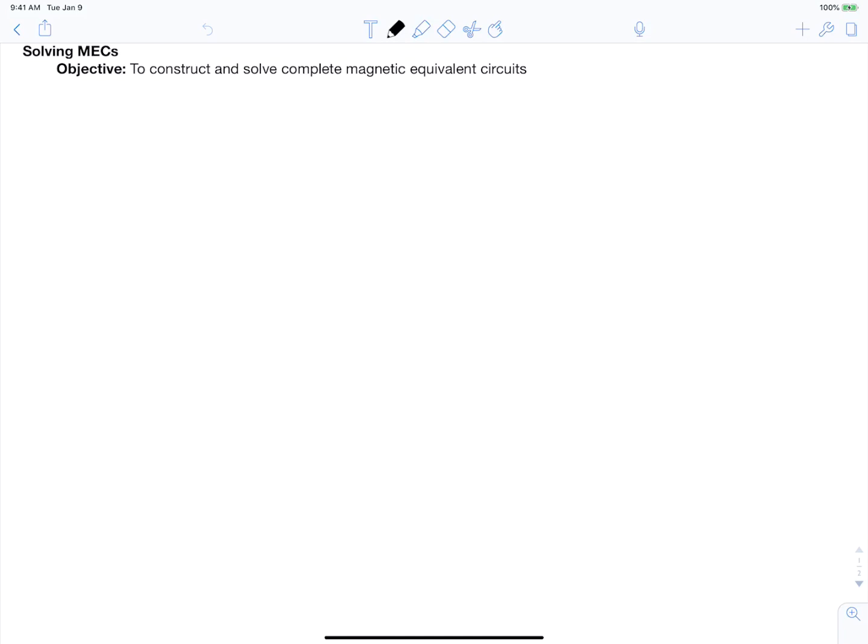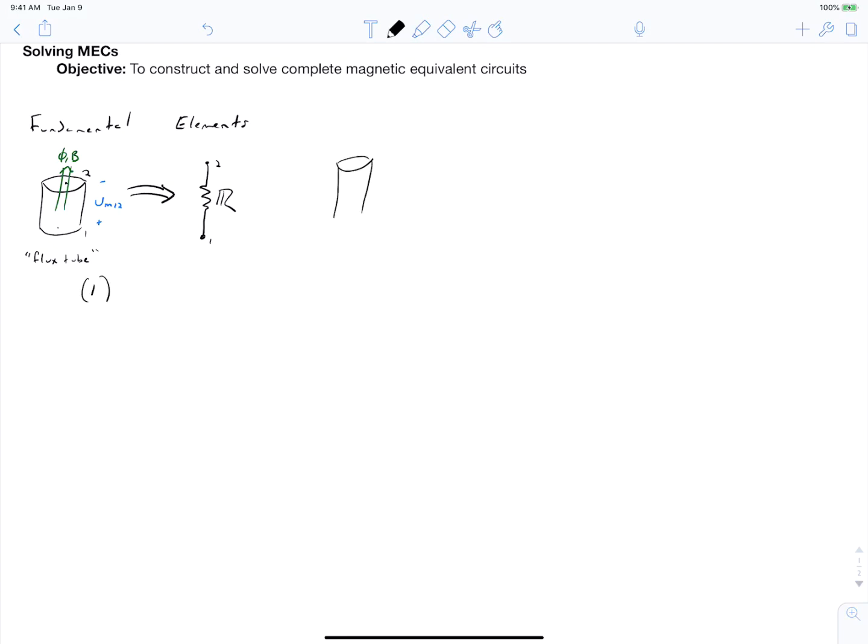So to review, here are our fundamental elements. We talked about flux tubes within a continuous material, and these can be in any arbitrary shape. I've drawn it as a cylinder here, and these flux tubes translate to reluctance elements. We've also talked about coils, and in this case I've drawn a coil wrapped around a piece of material, presumably a piece of iron, and shown how that corresponds to a reluctance element in series with a source term, with current linkage.